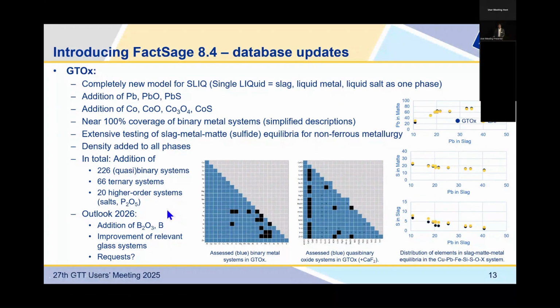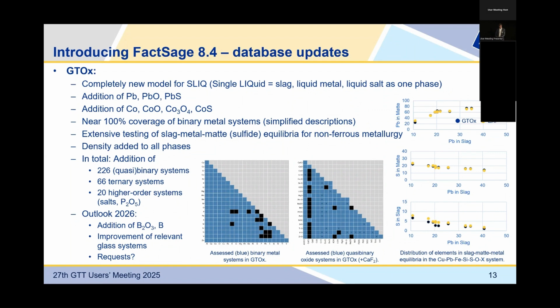Okay, outlook for next year. We have started already work on the addition of boron oxide as a new component to GTOx, and we will improve relevant glass systems. Also here, we have a new project in that area. And if you have any requests, then Alex there in the corner is the right person to contact.